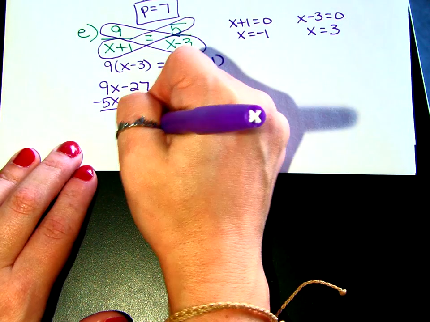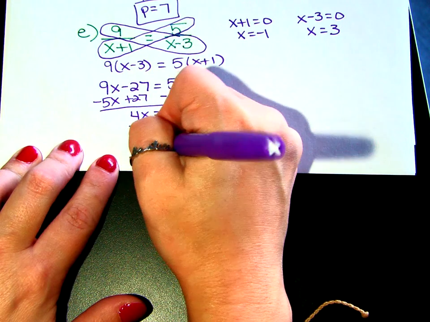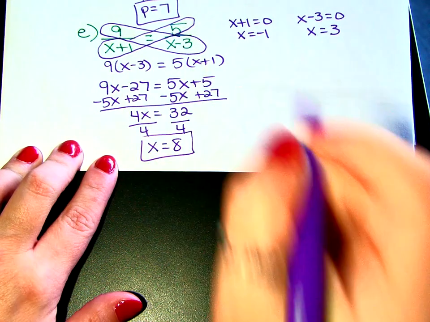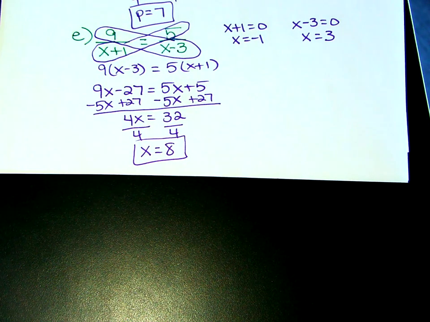Divide by 4, and I got x is 8. And I know that is a good answer. It works because it's not x equals negative 1, it's not x equals positive 3.